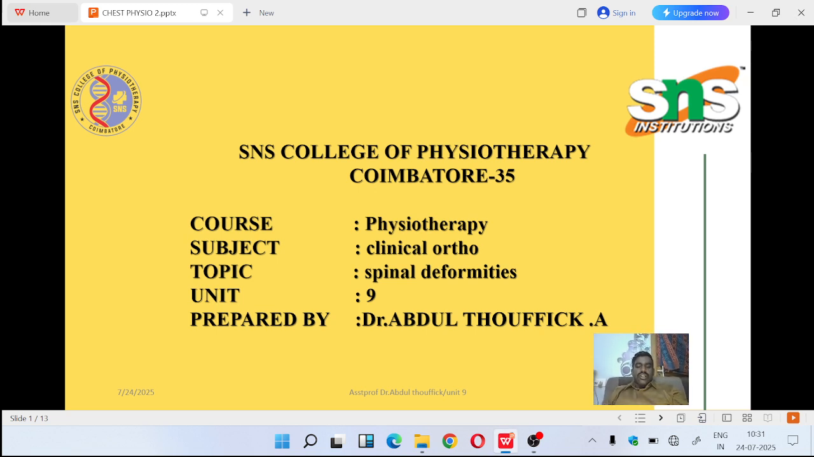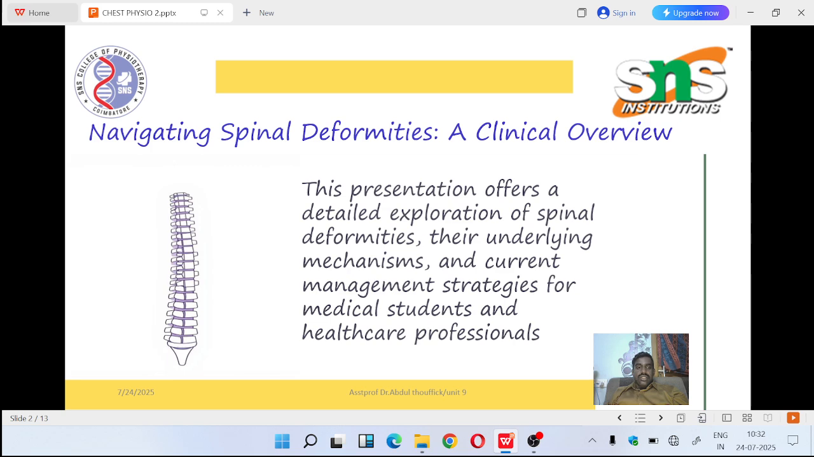Hi everyone. Today we'll discuss spinal deformities, an important topic in orthopedics and rehabilitation. These conditions not only affect the structure of the spine, but also influence the neurological functions, pain, and overall quality of life. As the physiotherapist, our role is vital in managing these cases. Shall we start?